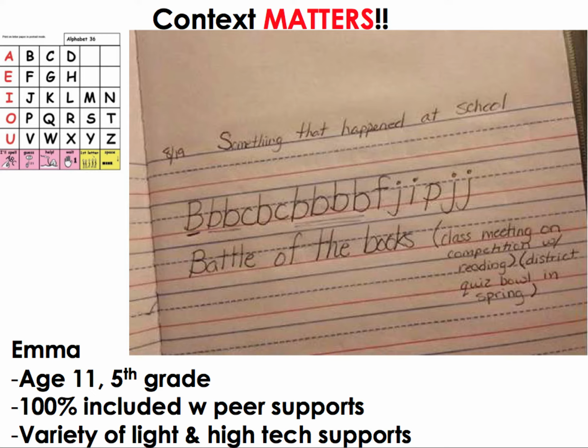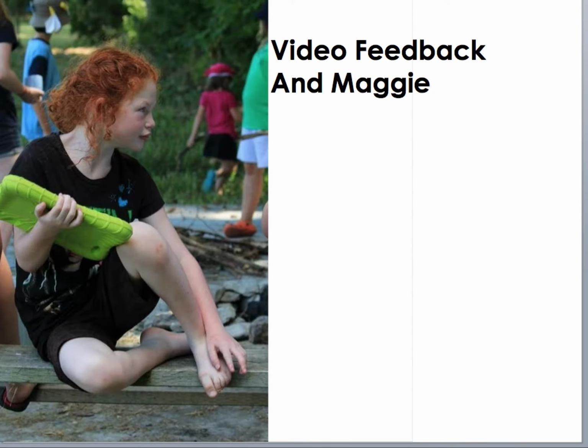And she had so many B's in there, and they were asking her, oh, I'm wondering if you're writing about Battle of the Books. And she got very excited because there'd been a big class meeting about the competition, and there's going to be a district quiz bowl. It's a big deal in her classroom. So that made a lot of sense, that that's the type of knowing that context would help you make that educated guess. Let's look at a few examples from Maggie.